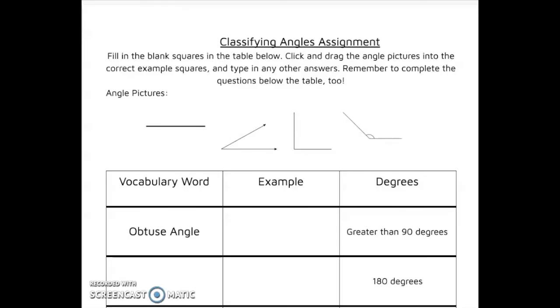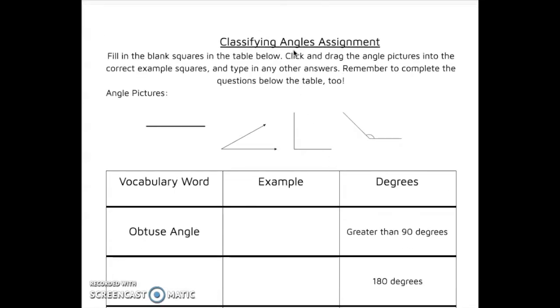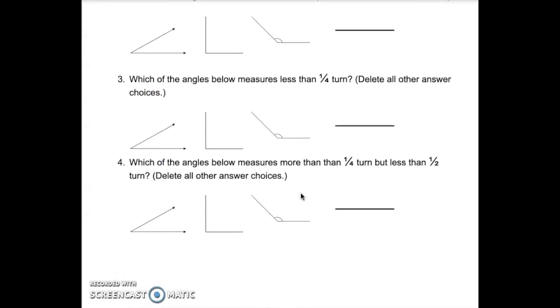This is your Classifying Angles assignment. It says, fill in the blank squares in the table below. So that means these squares here and all of these blank squares. Click and drag the angle pictures into the correct example squares. So these are the angle pictures. You would click one and drag one into the squares when you figure out which one matches, which example and which vocabulary word. And type in any other answers. Remember to complete the questions below the table too. So below the table, there's some questions.